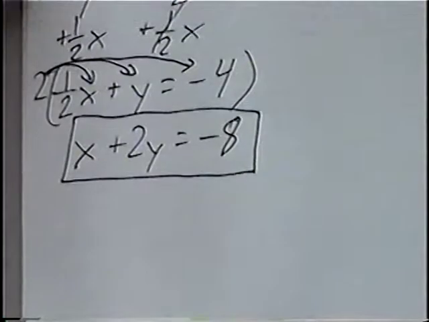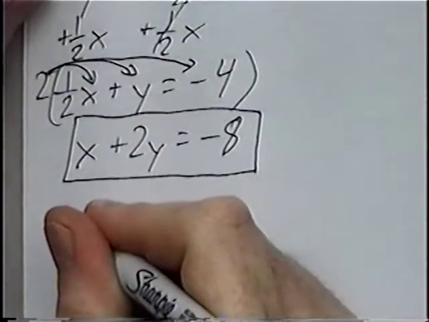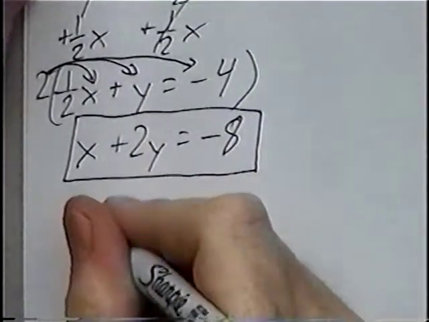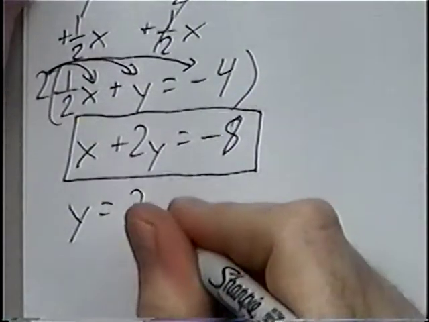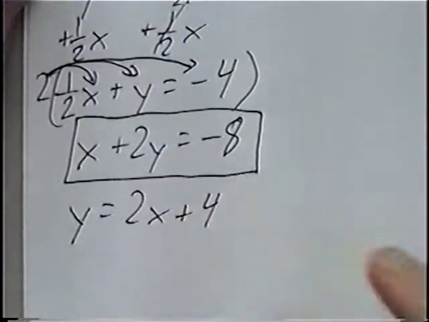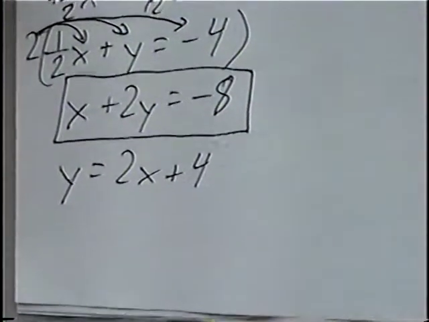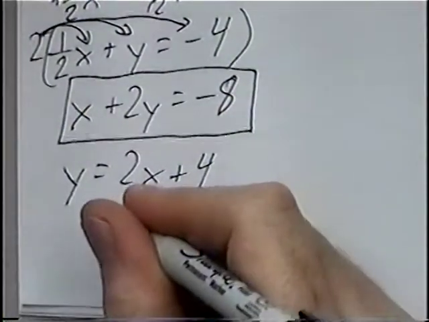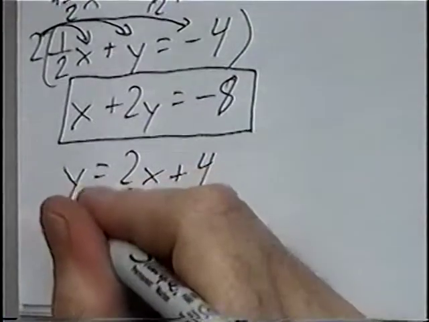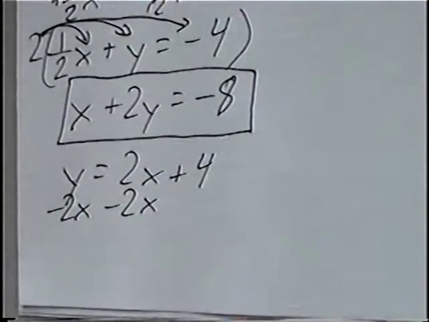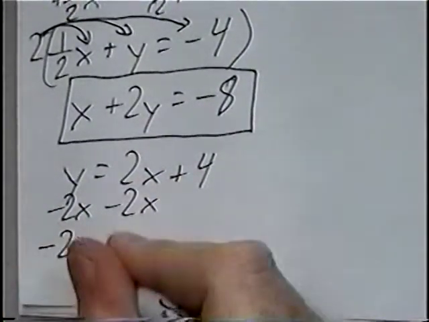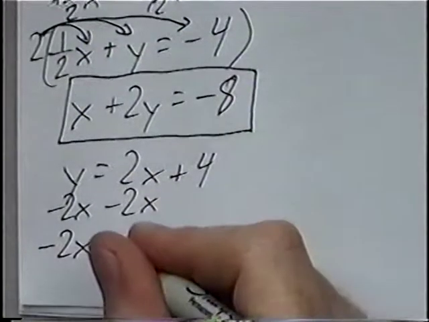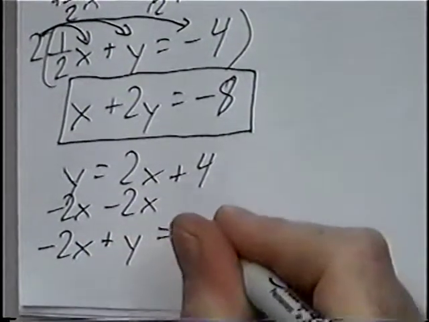And last question for the section, y equals 2x plus 4. Solving again, we want x and y on the same side, so we can subtract 2x on both sides. Putting x first, we'll have negative 2x plus y equals 4.